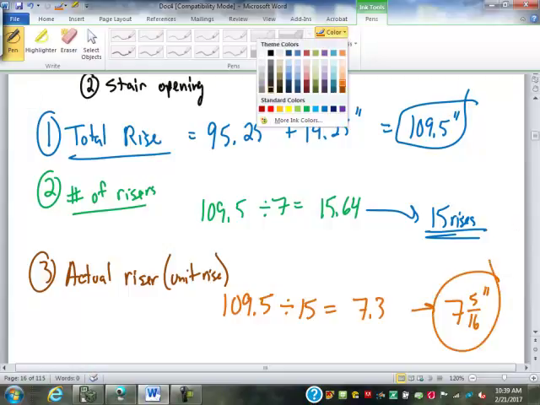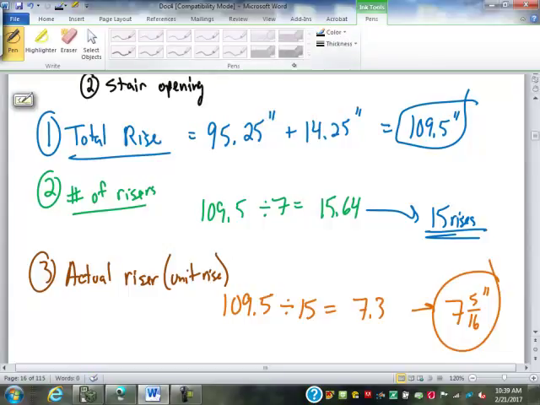How many of you had 7 and 5/16 inches for your unit rise? Couple? You see how to get it? You see where you went wrong? Okay.